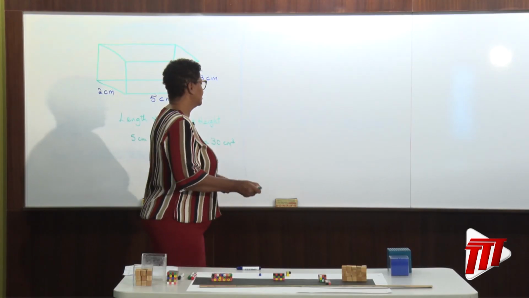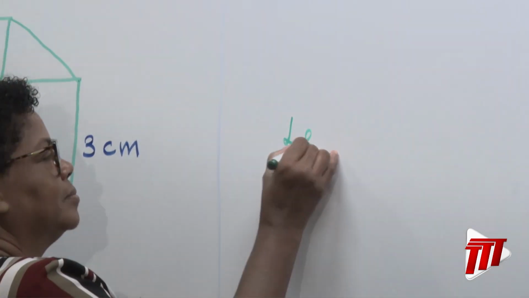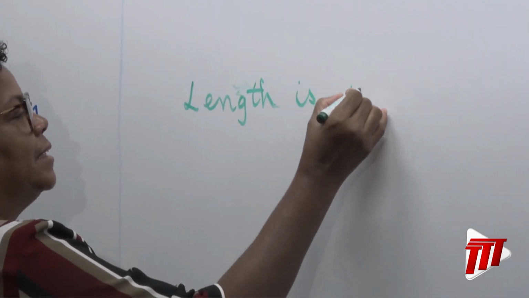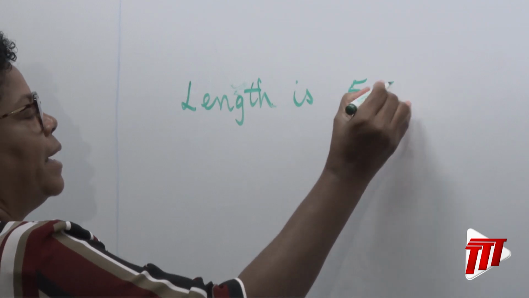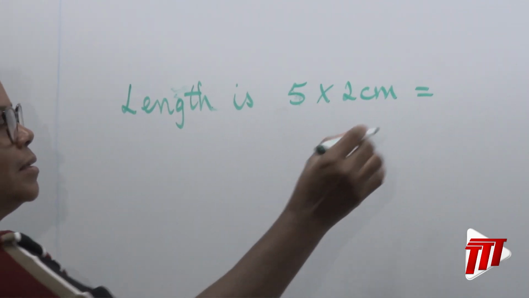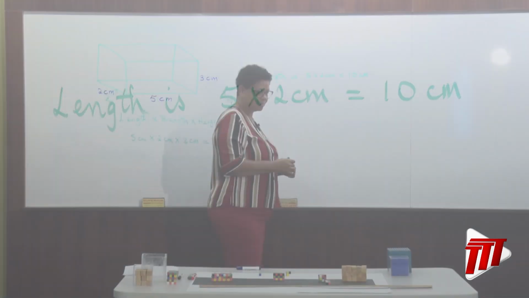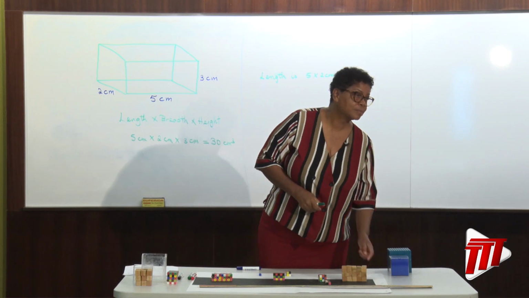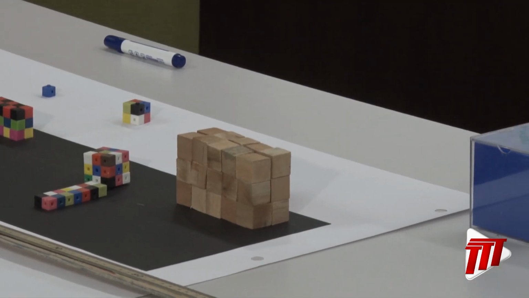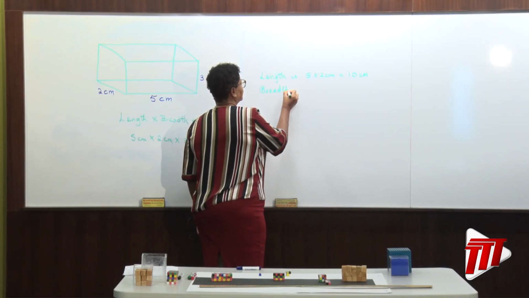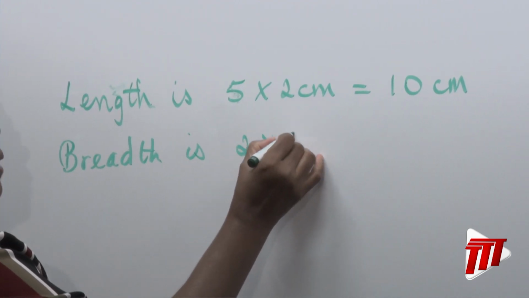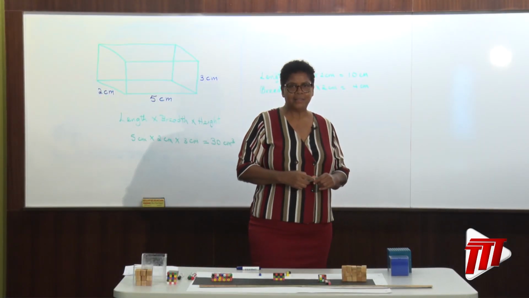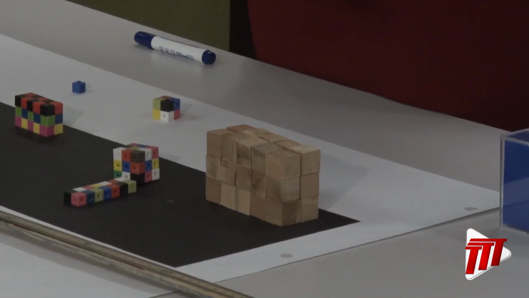So the length is 5 multiplied by 2 centimeters, 10 centimeters. Let's look at the breadth. The breadth is 2 cubes. So the breadth is 2 multiplied by 2, 4 centimeters. The height, 1, 2, 3, 3 cubes.